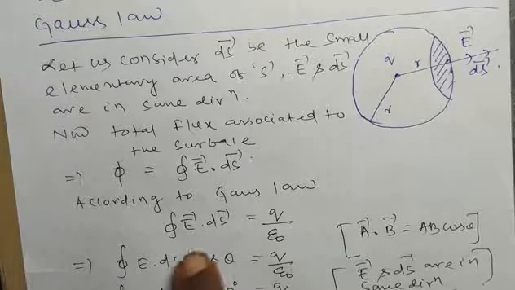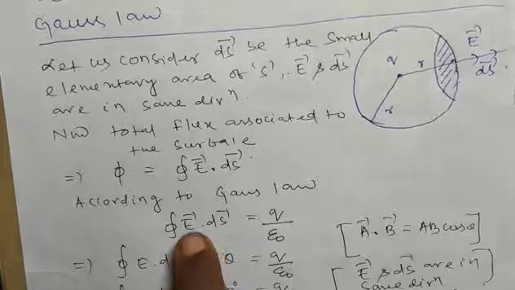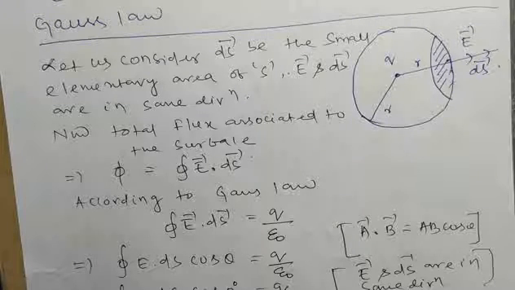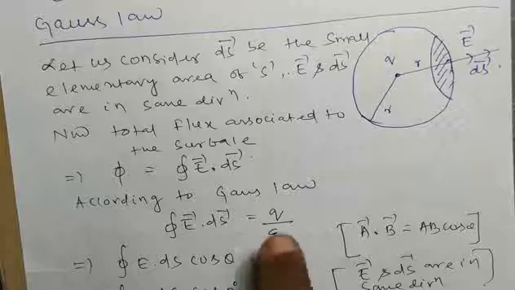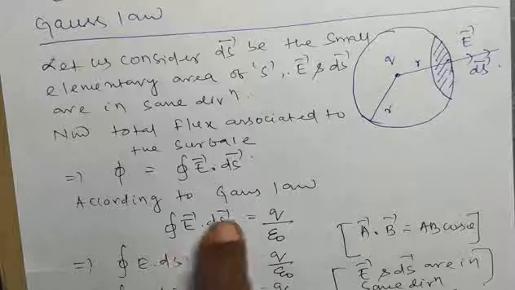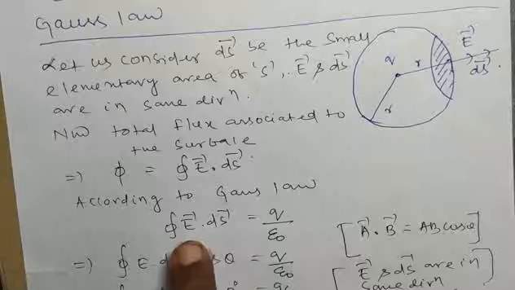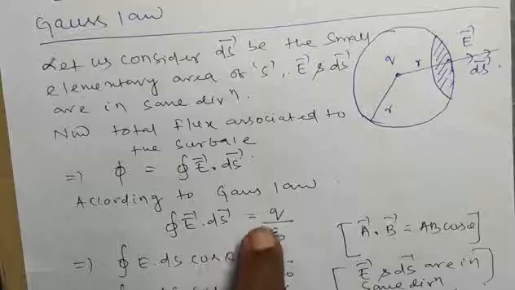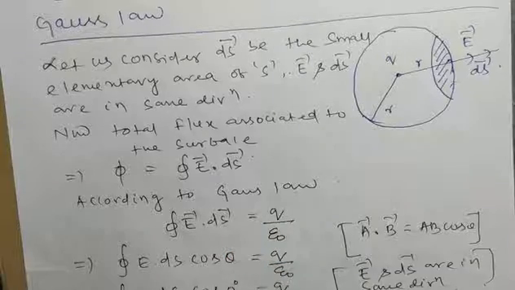According to Gauss law, the total flux associated with an electric surface is equal to 1 by epsilon 0 times the total charge. So according to the formula of Gauss law, the closed integral of E vector dot ds vector equals q by epsilon 0.